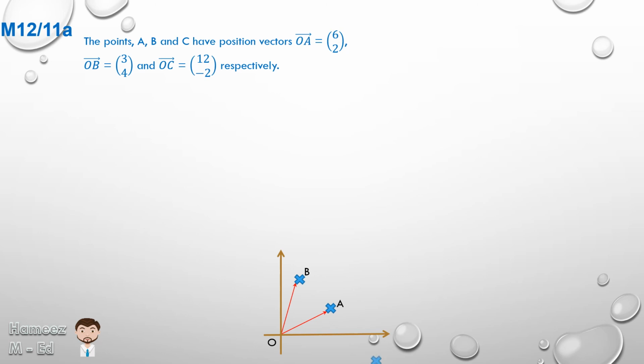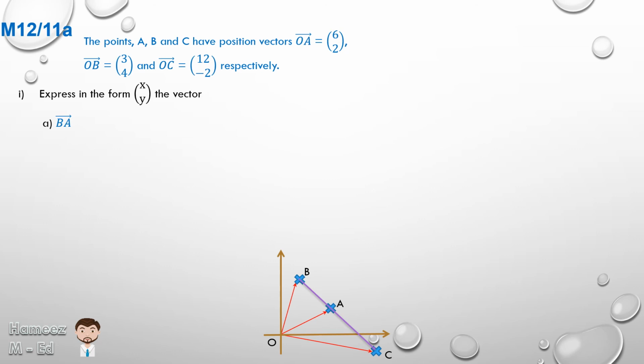And OC is equal to (12, -2), meaning we're moving 12 to the right and 2 down. So we're all moving to the right. A and B went upwards and C went downwards. Expressed in the form (x, y), the vector BA. So if we draw that with a purple arrow, as we connect the points B to A, then we can see BA.